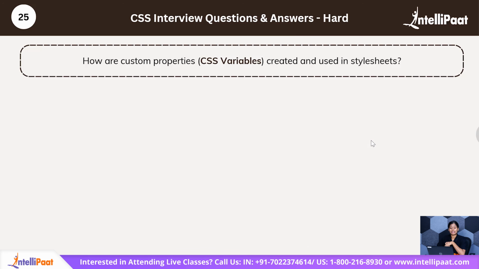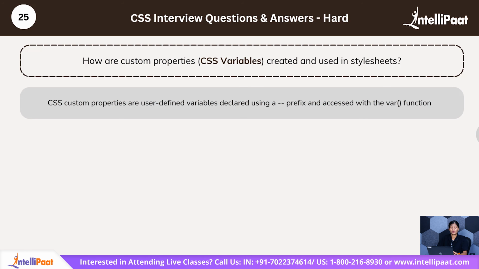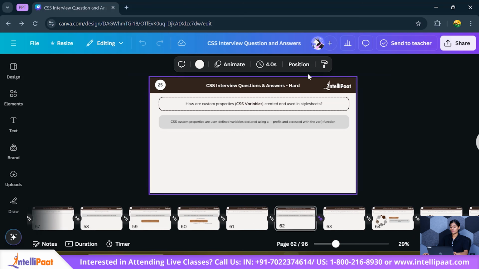How are custom properties, CSS variables, created and used in a style sheet? You can create custom variables in CSS so that you can use them throughout the code, and you don't have to specify it every single time, so that even if it changes at one place, it changes everywhere else in the code as well. CSS custom properties are user defined variables declared using a double dash prefix and accessed with the var function. Let me show you how.